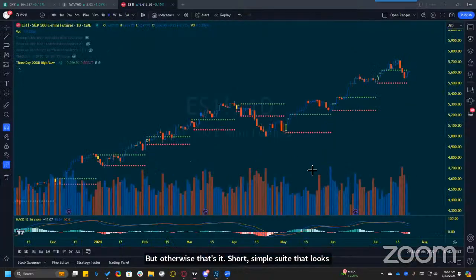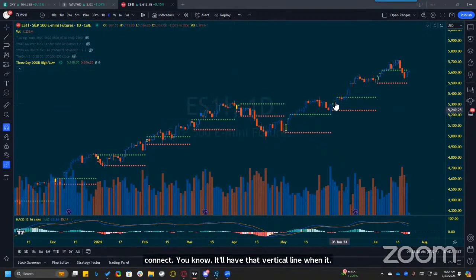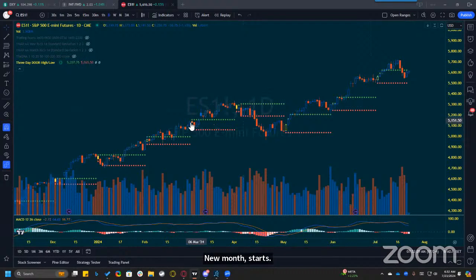And then I just had it done for TradingView right here. The only change I made is I turned the lines into these dots. Otherwise, if you leave it lines, then they'll connect. It'll have that vertical line when the new month starts, and then it drops down and I hate that. It just drives me crazy. So if you turn it into dots, then it doesn't connect from month to month, right?